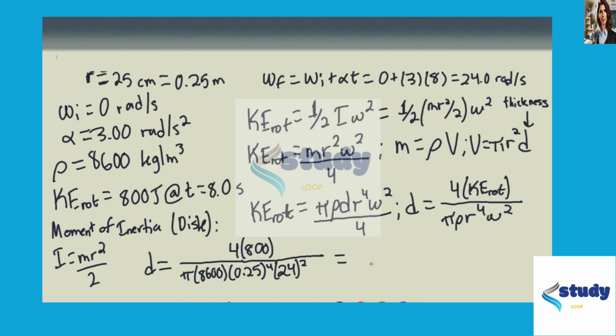And this will be equal to 0.0527 meters. So this will be our thickness needed such that we have a rotational kinetic energy of 800 joules after t equals 8 seconds. This will be our thickness needed, 0.0527 meters.